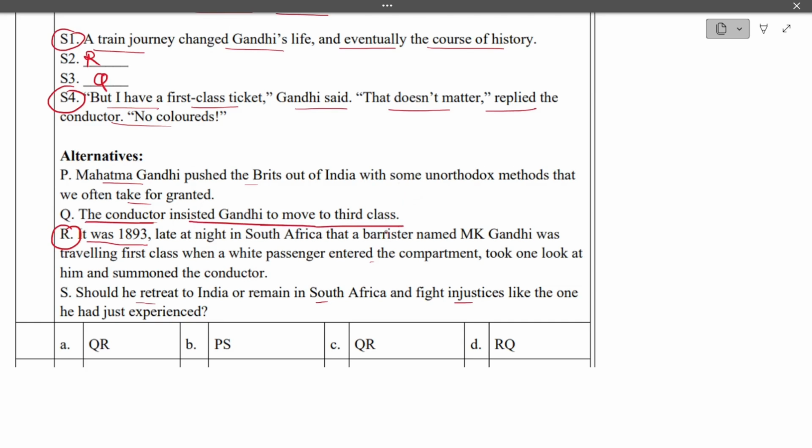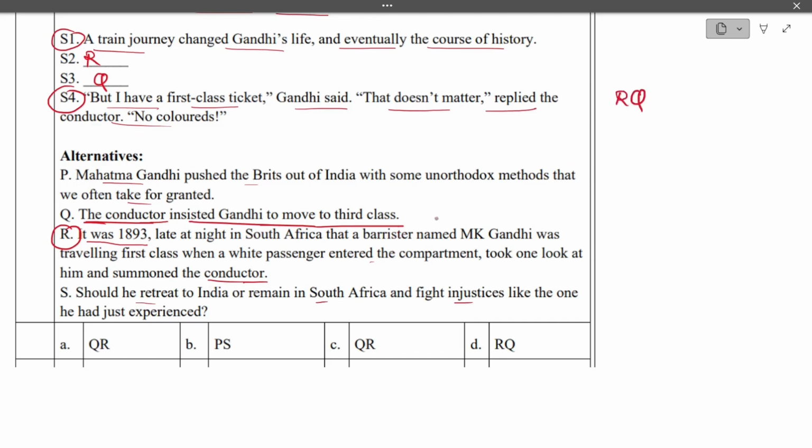So Q basically is describing the immediate trigger of the dramatic exchange. Basically, see what is going on is, in R, late night in South Africa, the barrister named M.K. Gandhi was traveling first class when a white passenger entered the compartment, took one look at him and summoned the conductor. See, the sentence was ending like he summoned the conductor. So after the conductor is summoned, what will happen? That should be continued. So this statement is correctly mentioning that. That is why the conductor insisted Gandhi to move to the third class. Okay, so the correct answer that we have got is R and Q.